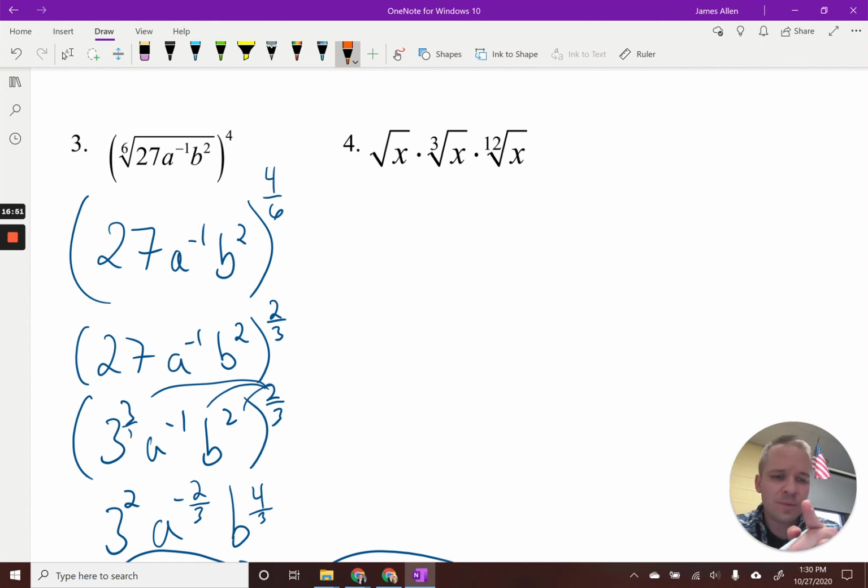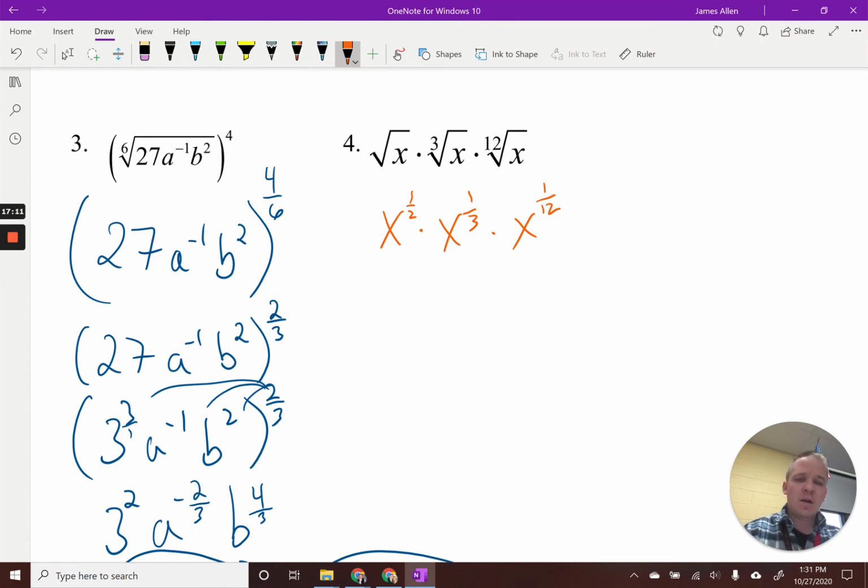What I do know is that exponents are fun. So I'm going to write this as x raised to the 1/2. Square root is equivalent to raising to the 1/2. The cube root of x is equivalent to x to the 1/3. And then the 12th root would be x to the 1/12. Lovely. Lots of fun fractions here.